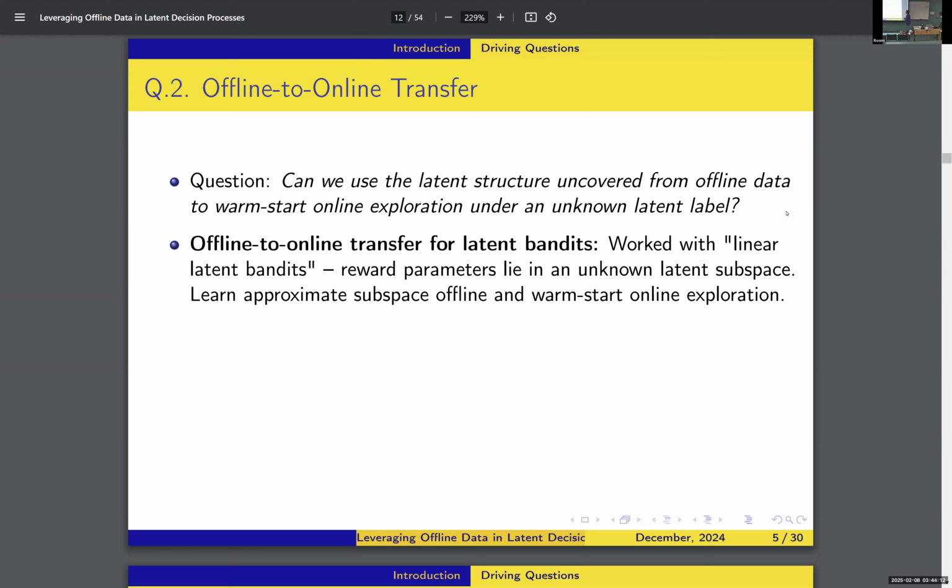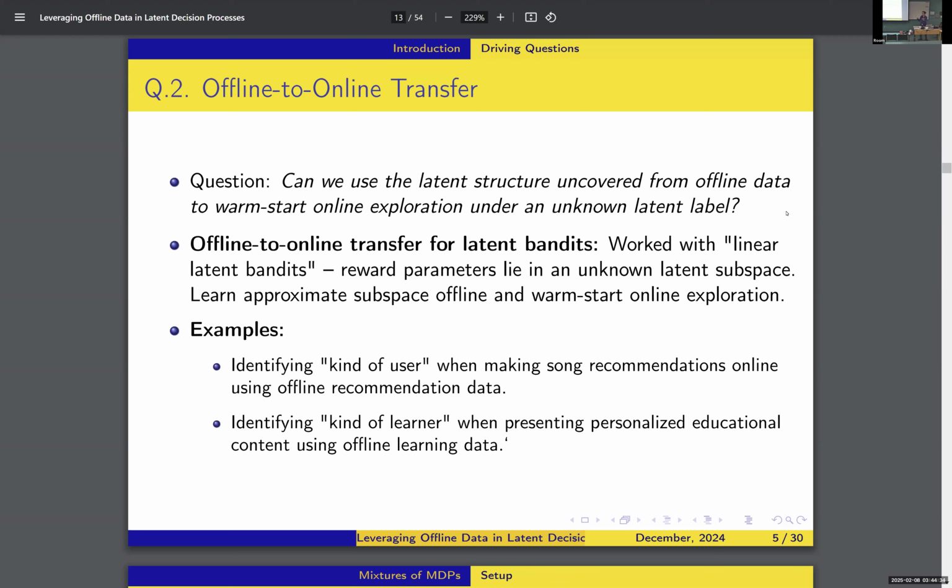You can say, I don't have to learn the full 1,000-dimensional reward parameter. I've learned some 10-dimensional subspace, and I can just find out where this user lies when I'm trying to recommend them songs in this 10-dimensional subspace. So as I said, the first example I'm using to drive this is if you have song recommendation data offline and you're trying to quickly determine what kind of user this is, you can use this low-dimensional latent subspace you learned offline and warm start online exploration.